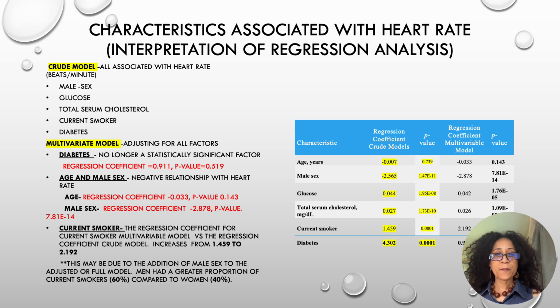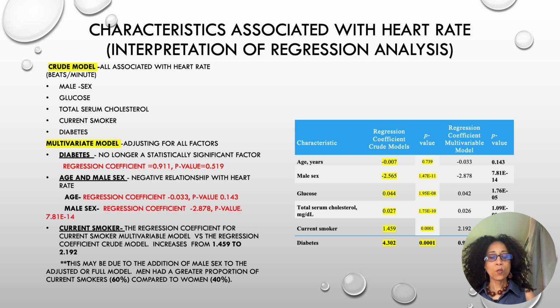So let's go over this. Looking at the crude model, as you can see, all of the risk factors, male sex, glucose, total serum cholesterol, current smoking status, and diabetes, all of these risk factors are associated with heart rate in the crude model.